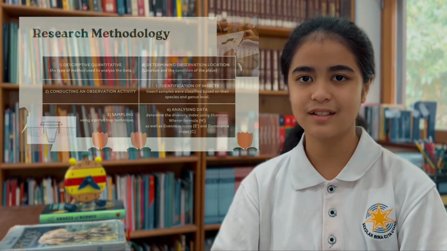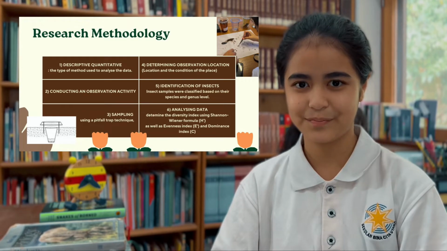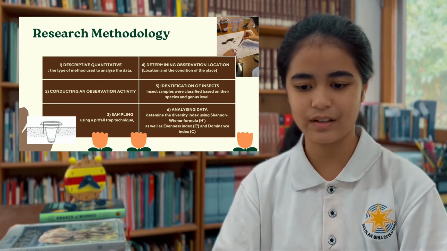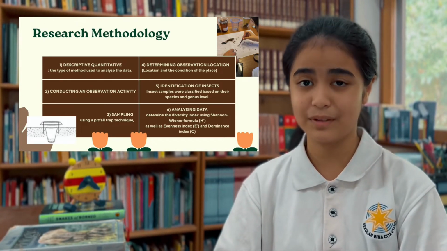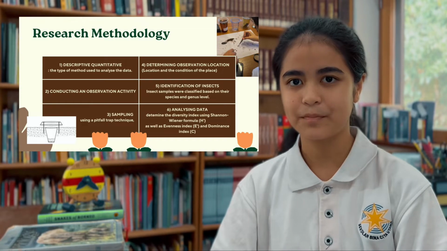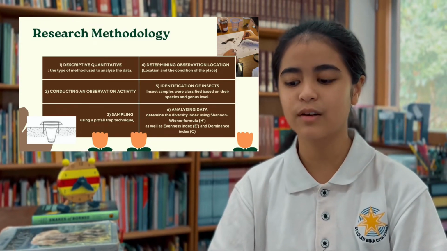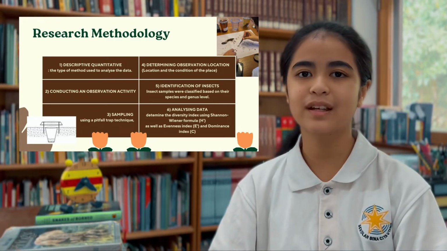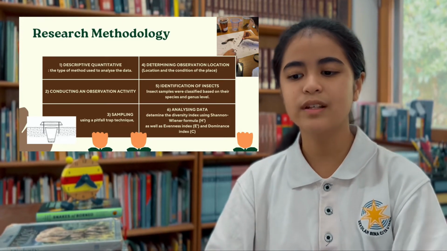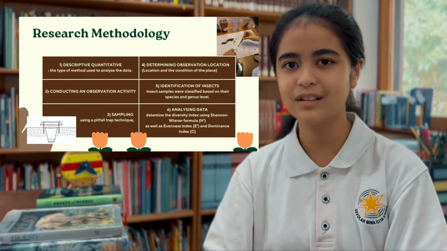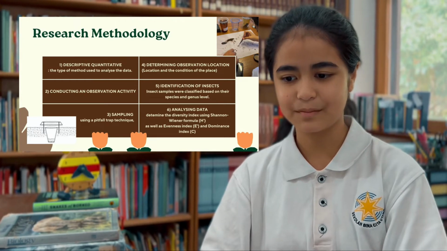Methodology. So the type of method used to analyze the data in this research is descriptive quantitative. And the activity we do is to conduct an observation activity, and this includes taking samples or sampling. And the technique we use to take samples is using a pitfall trap, which is a trap specifically used to take ground level objects, in this case insects. But before we can conduct the observation activity, we need to determine the location, and that is in the school environment of Bina Cita Utama in Palangka Raya, Central Kalimantan.